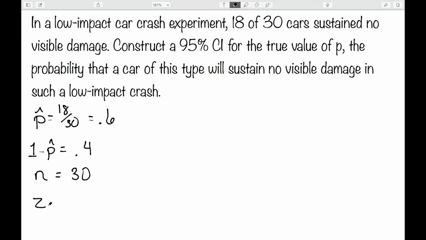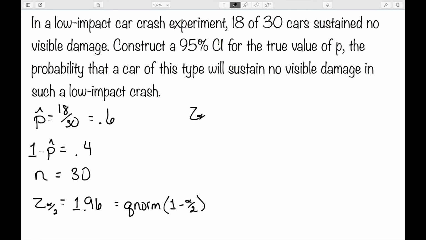And my z of alpha over 2, you can find tables of commonly used values for z of alpha over 2. For a 95% interval, that number is 1.96. And you can find tables of these commonly used ones. Or you could use the qnorm command for 1 minus alpha over 2. In this case, 1 minus 0.05 over 2. And it will give you 1.96.